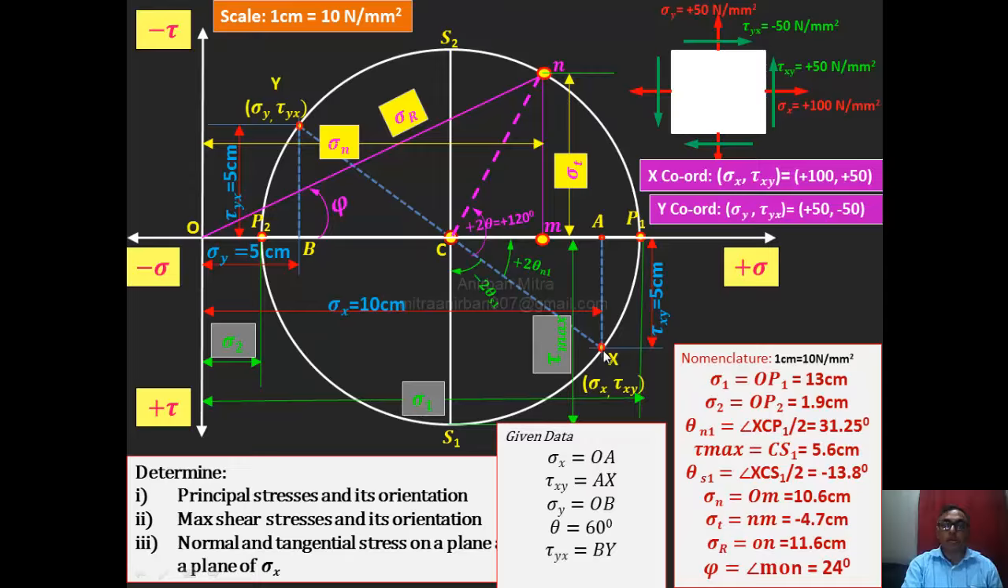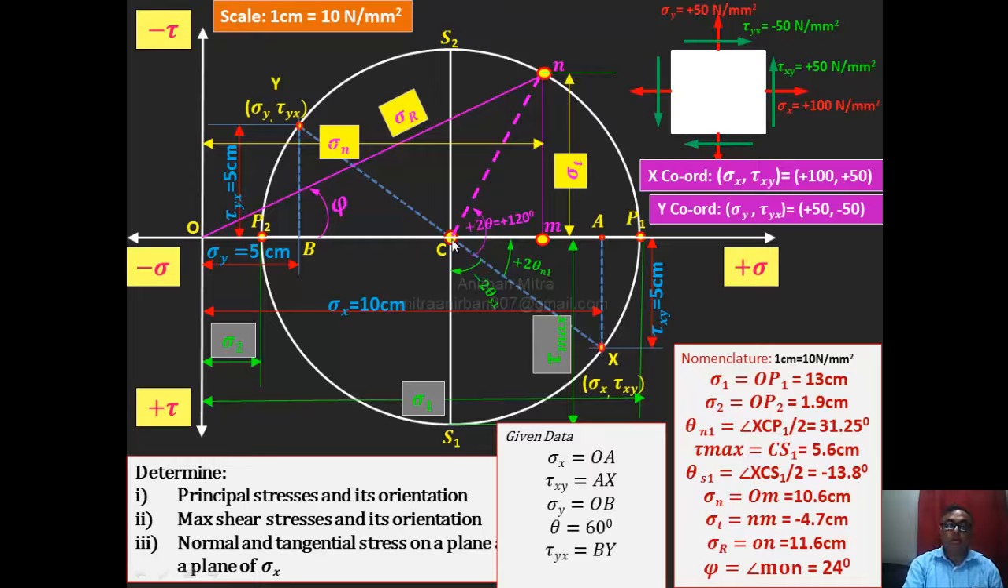Theta n1 is the angle between XCP1. CX is your x plane and CP1 is your principal plane, already explained. So XCP1 is 2 theta n1, divided by 2 is theta n1. Theta n1 represents the angle of sigma 1, and if you want to find the orientation of sigma 2, theta n1 plus 90 degrees is the orientation of sigma 2, also denoted by theta n2.